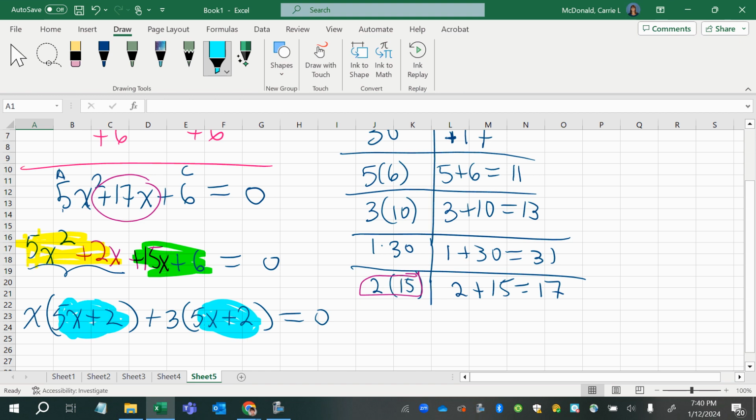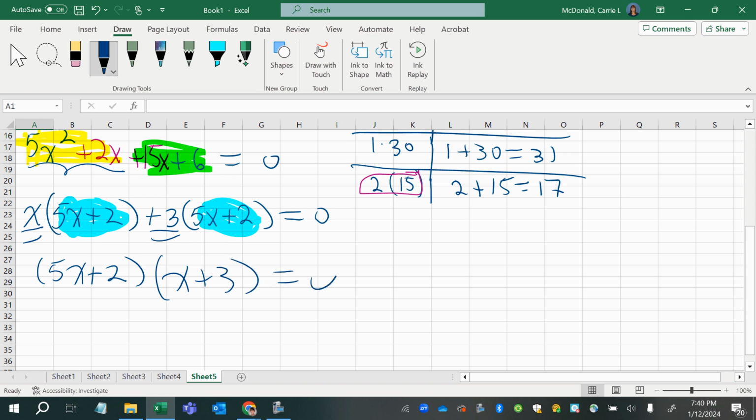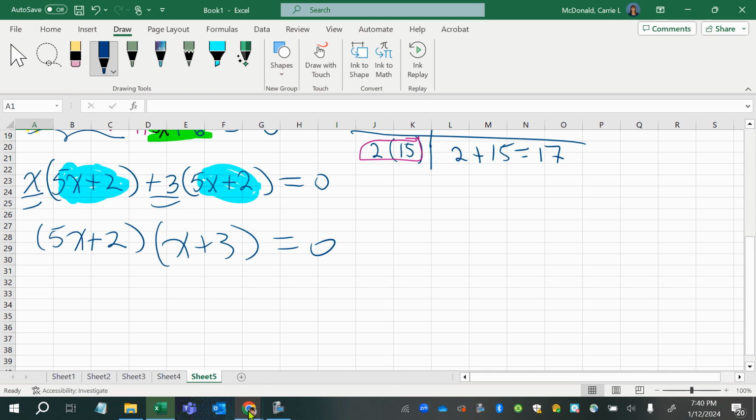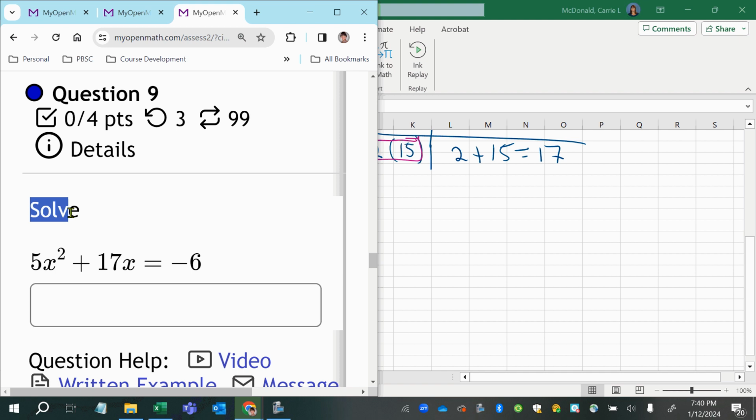If not, then you've got to work on it. Something went wrong, or maybe it's not factorable. So 5x plus 2, I'm going to factor that out since it's common, and then multiply that times the quantity with x and positive 3 together. And then from there, you would solve it for x. Let me just double check. Yes, the directions were to solve.